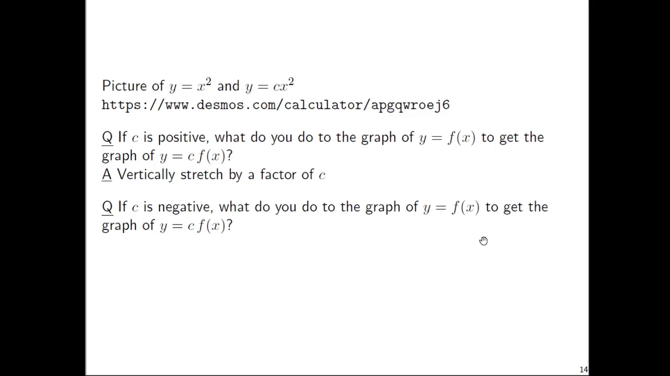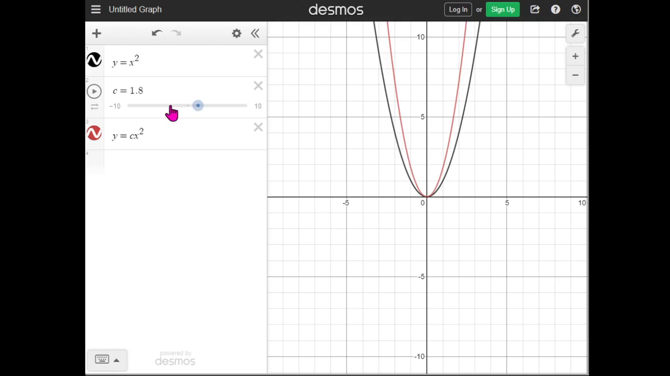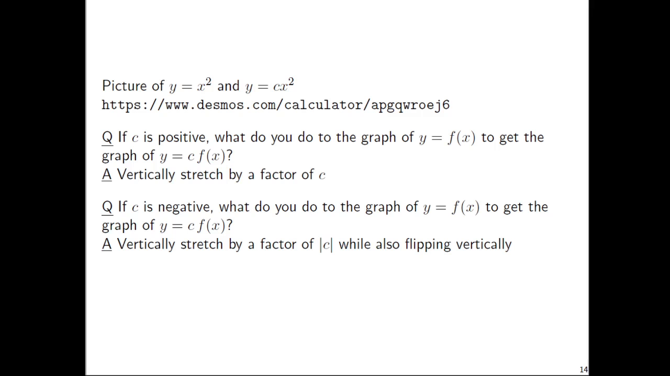Now, if c is negative, what do you do to the graph of y equals f of x to get the graph of y equals c times f of x? Imagine like -3 times f of x. Then you should vertically stretch still by a factor of c, or technically the absolute value of c because c was negative. But you also need to flip the picture vertically when you do so. And we kind of saw that occur here: with c being negative, the picture always seems to be upside down in red.